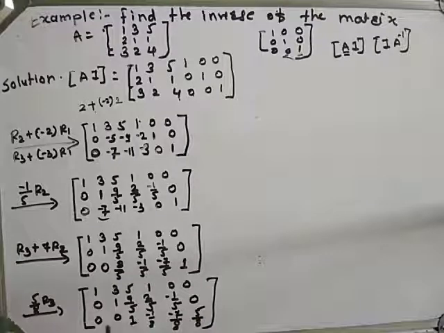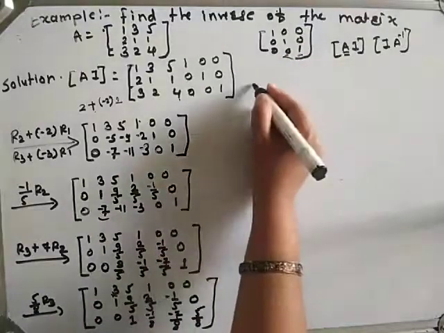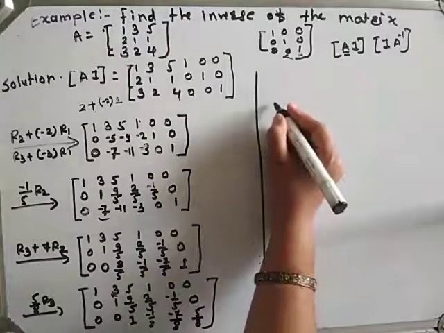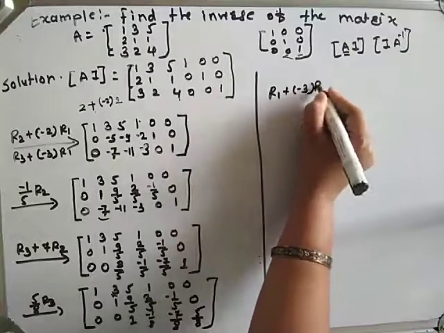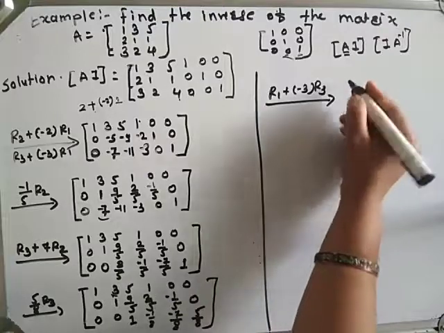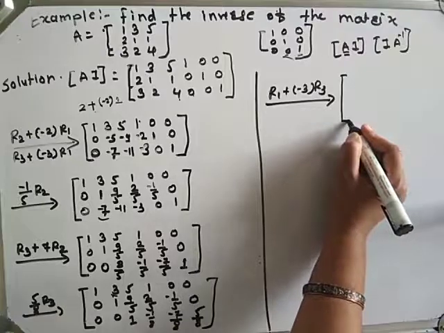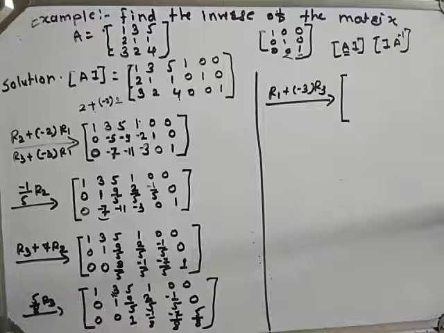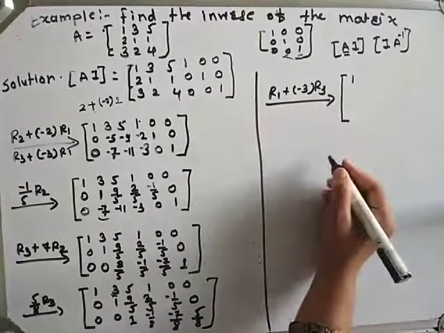Now, here we require 0. Therefore, we perform the row operation R1 plus minus 3 into R3. Okay, see here, R1 is 1 plus minus 3 into 0, which is 0, which is 1.